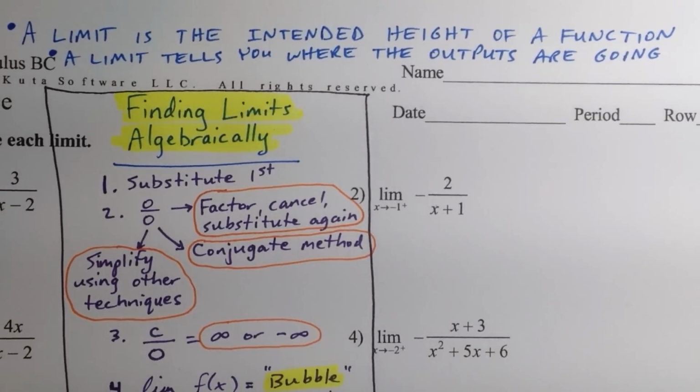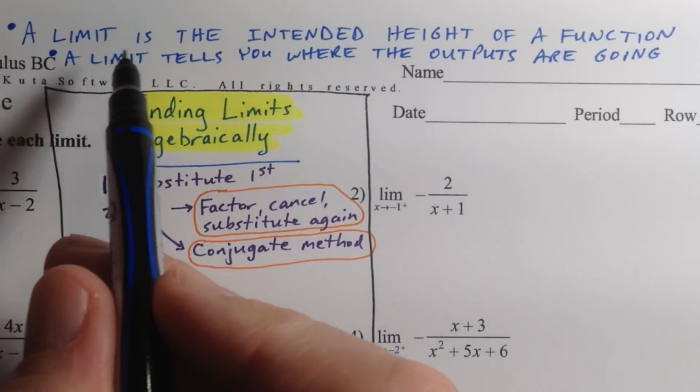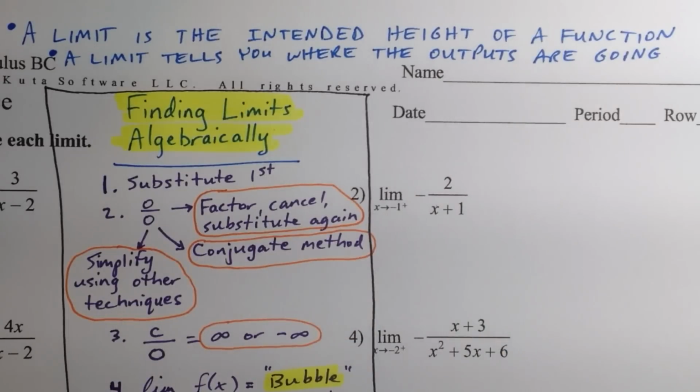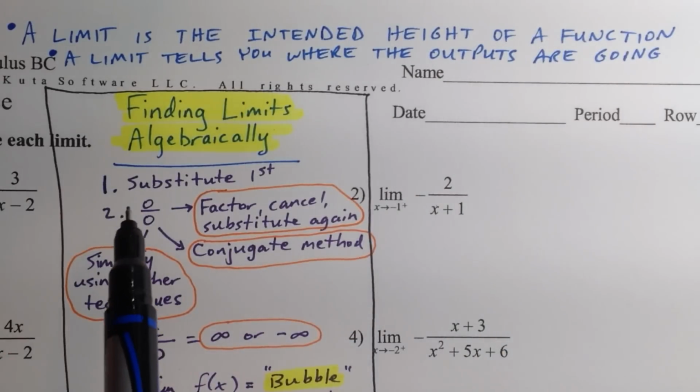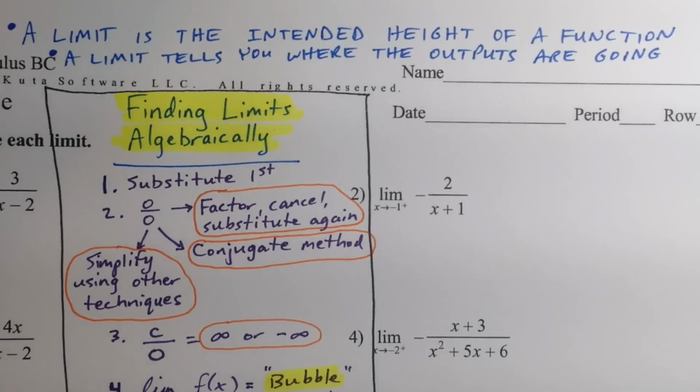In this video, we're just going to be talking about what a limit is. I'm going to do a bunch of examples, but I want to start off by reminding you that a limit is the intended height of a function. In other words, a limit tells you where the outputs are going, or where the y values are going, depending on where the inputs, or the x values, are headed.